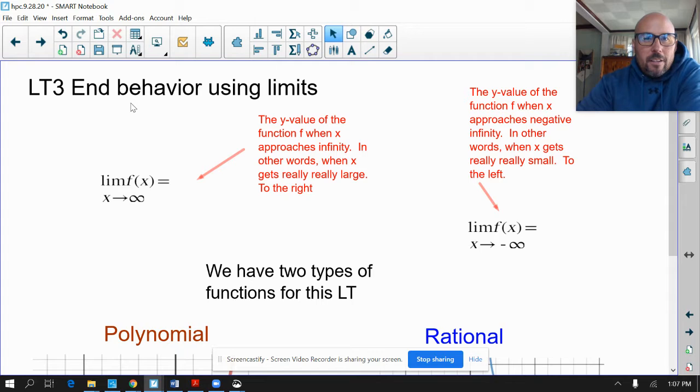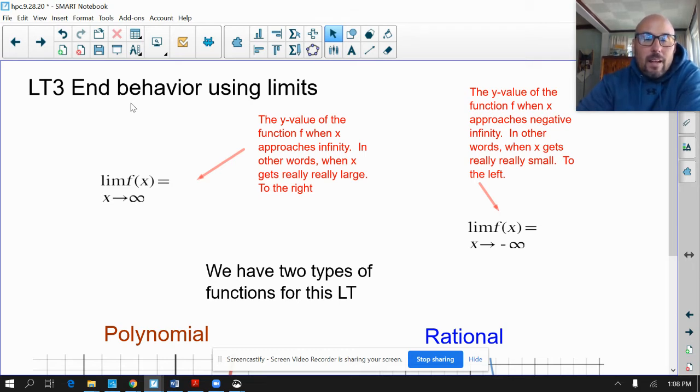End behavior is how the function behaves, what y value the function is approaching, all the way to the right and all the way to the left. So all the way to the right means when x is approaching positive infinity, when x is getting really, really big, what y value is the function approaching?